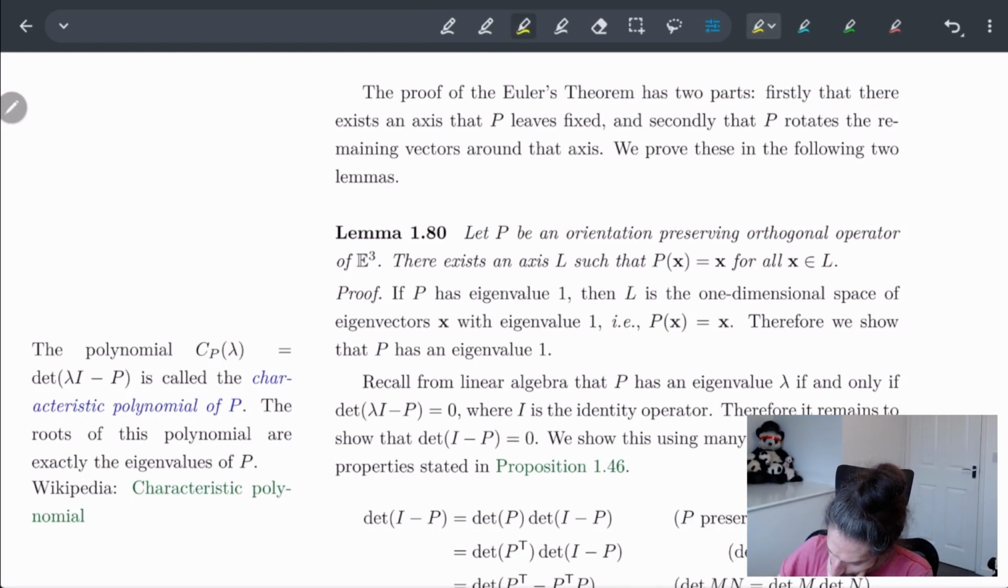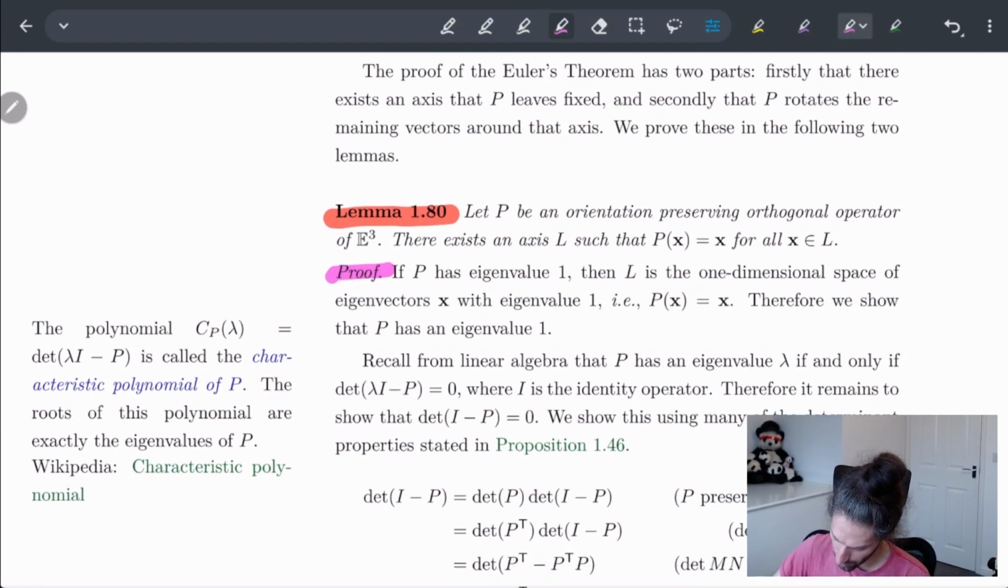So first off, we start off with some linear operator P, and we want it to be an orientation preserving orthogonal operator of E3. And then what we're going to show is that there exists an axis L that keeps P of x equal to x for all x. So in other words, we're showing the existence of an axis of rotation if P is an orientation preserving orthogonal operator. So let's break this down.